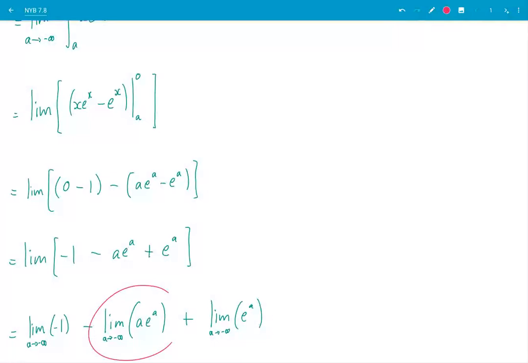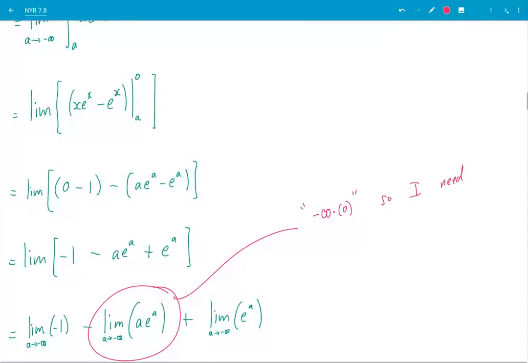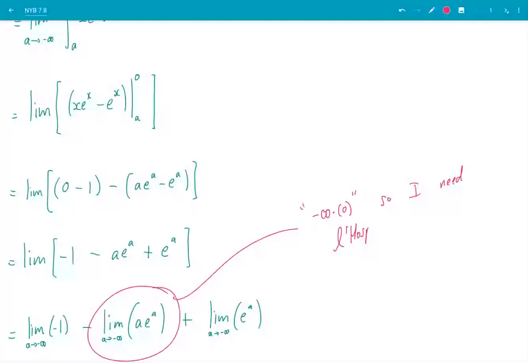And then say, hold your horses. What is happening here? Well, this is of the form minus infinity times 0. So I need my friend L'Hopital. I'm going to need L'Hopital to evaluate that limit in the middle. The other two are no problemo.